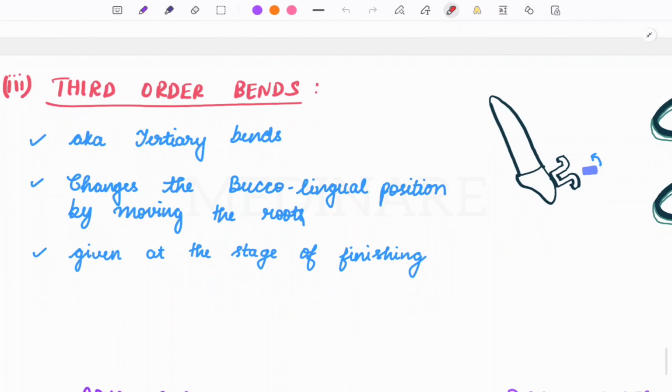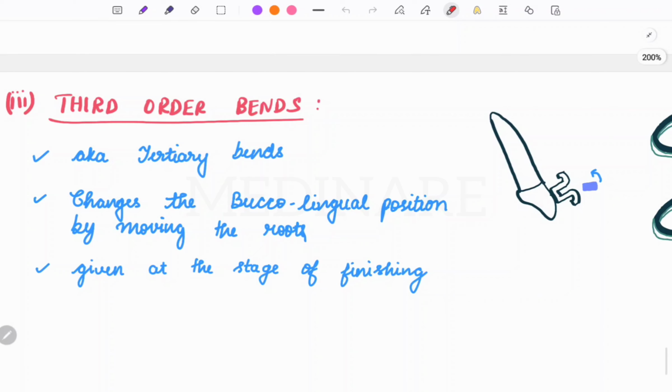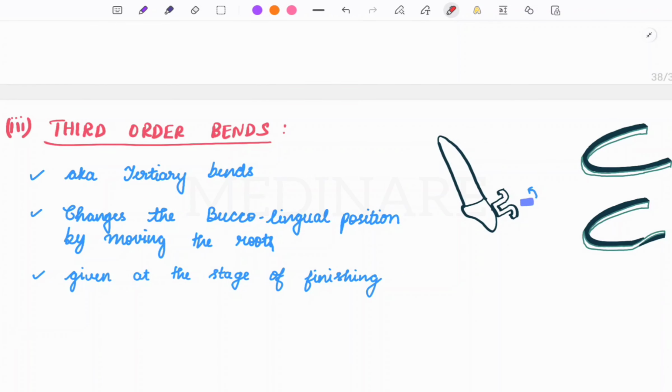Now let's move on to the third order bends. These are known as tertiary bends. We all know by now that teeth in their natural position are not straight. They have certain degrees of mesiodistal inclination and also certain degrees of labiolingual inclination. So by doing this fixed appliance treatment, the normal axial inclination of teeth would be disrupted. So in order to bring back the original form, we need to give certain bends in the arch wire at the finishing stage, right?